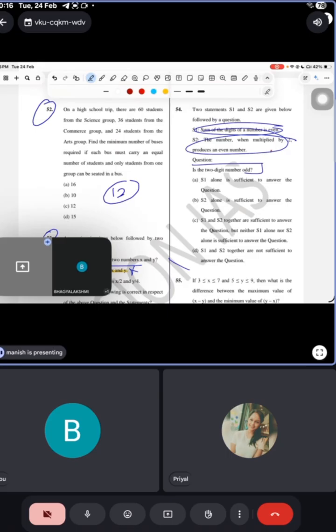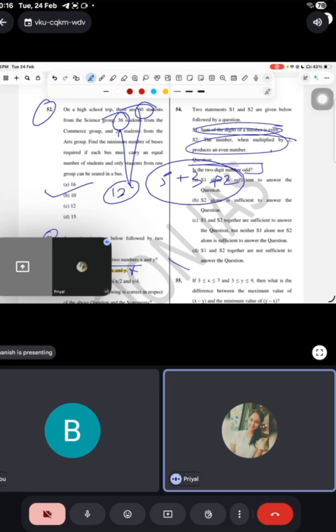Now, how many buses are required for the picnic? For 60 students, 12 fives are 60. Then for 36 students, 12 threes are 36. 12 twos are 24. So count it: 5, 3, 2 makes 10. Answer will be 10.